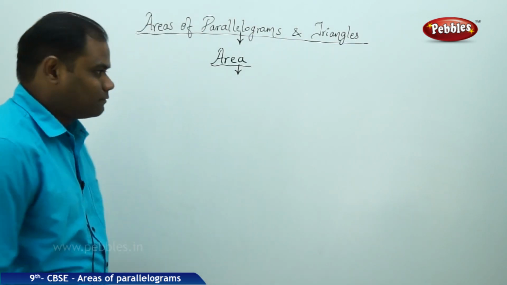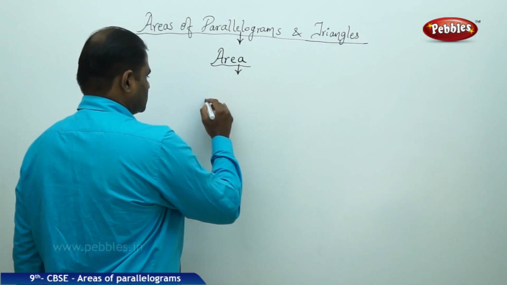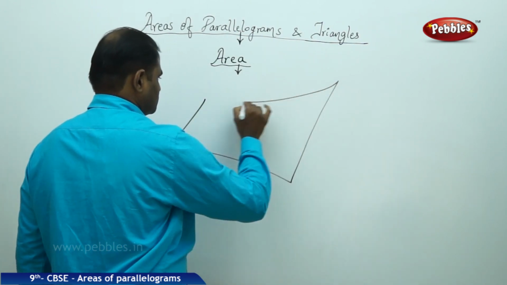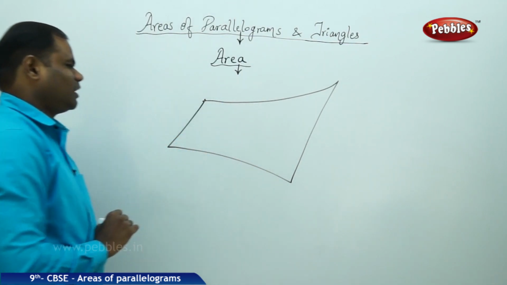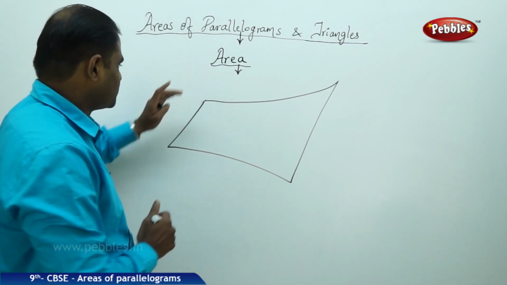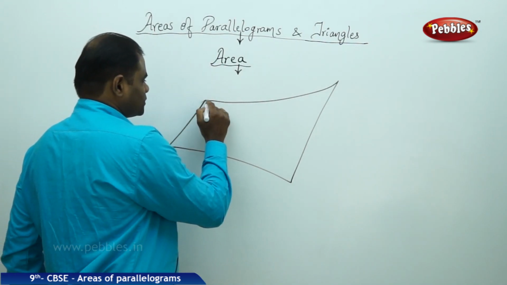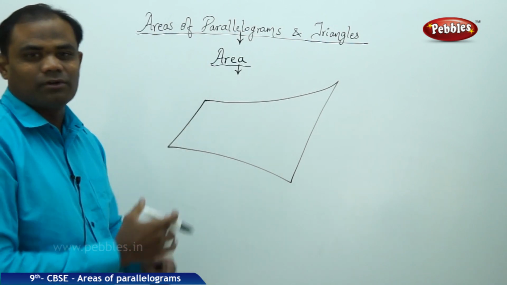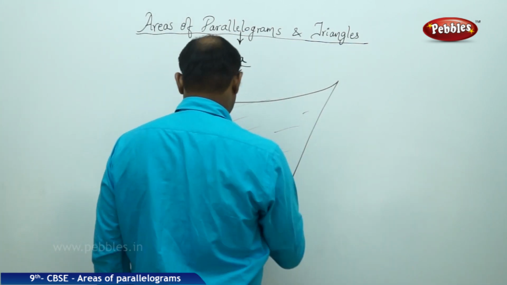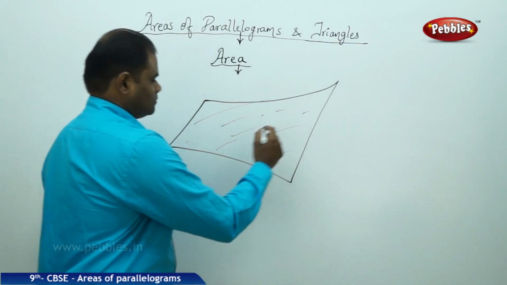Now imagine I have a closed region. So this region is closed in all directions. Such a region which is closed in all directions is called a planar region. This is a planar region.